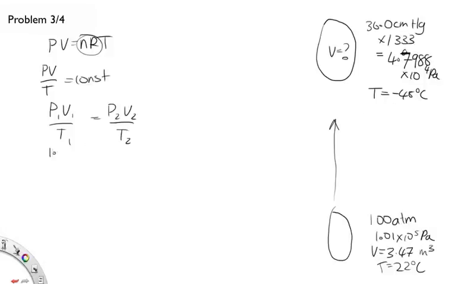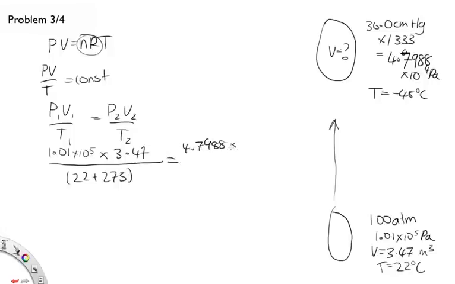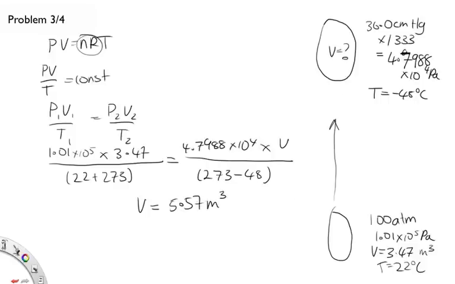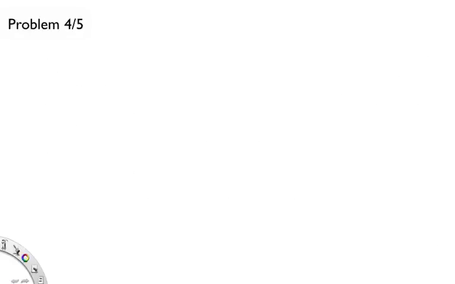So we've got 1 atmosphere, 1.01 times 10 to the 5 pascals, times the volume down here, which is 3.47 meters cubed, over the temperature down here, 22 plus 273, is equal to the new pressure, which is 4.7988 times 10 to the 4 pascals, times the new volume, which is what we're trying to find, over the new temperature, which is 273 minus 48. Solving that on the calculator, we end up with 5.57 meters cubed. So that's the new volume. Problem 4 for 1121 or 5 for 1131.